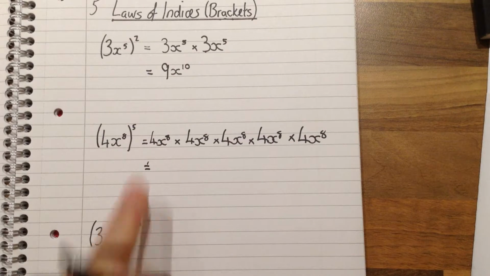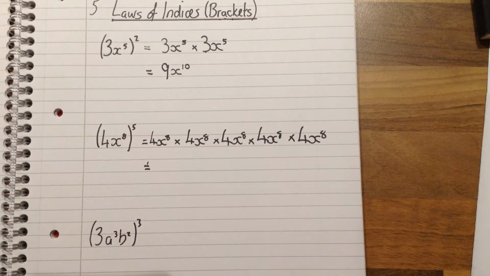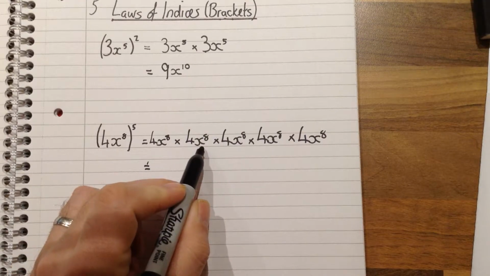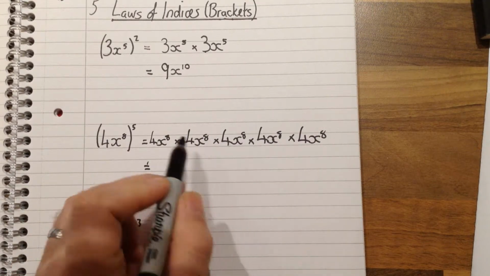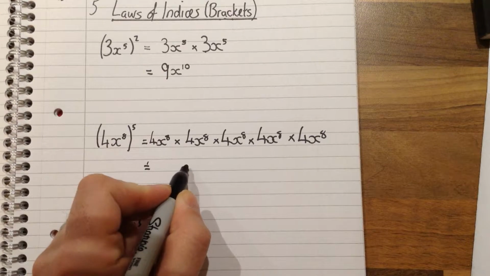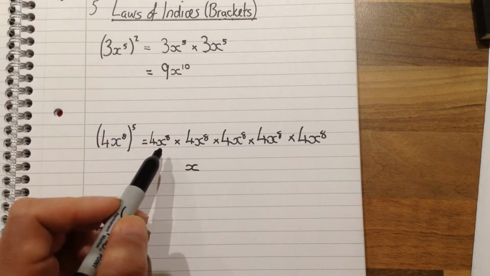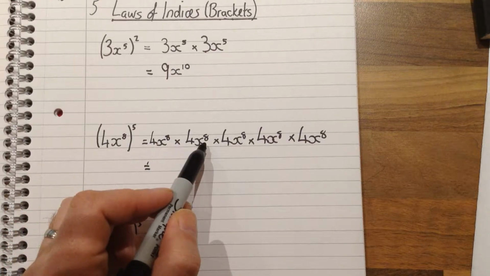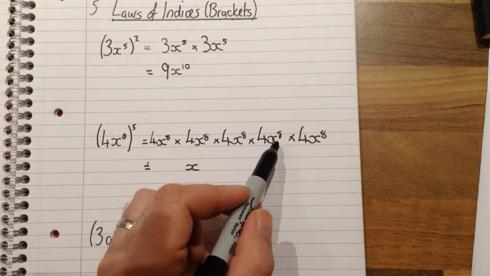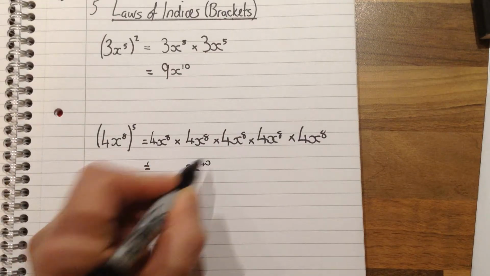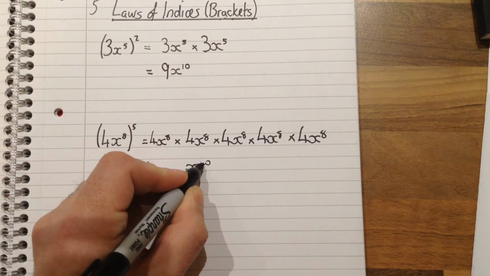For the letter part, we're going to do the exact same thing as we did a couple of days ago. So x to the power of 8 times x to the power of 8 and so on. So we're just going to add together the powers. So here, this would give us x to the power of, so we've got 8, 16, 24, 32 and 40. So x to the power of 40.